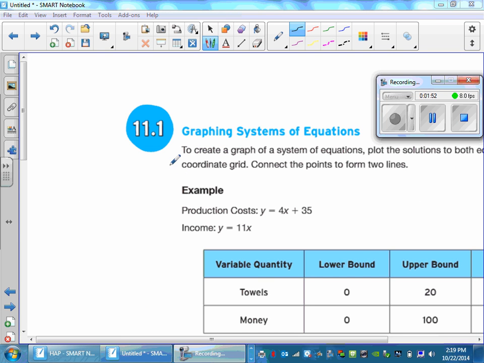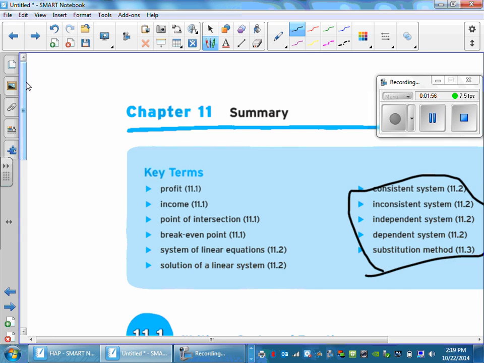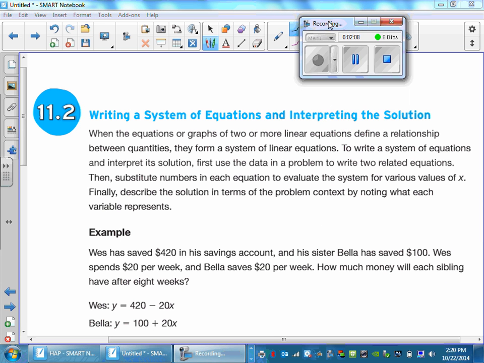Okay, graphing is something of 11.1, so go back to those 2 equations that we made, and I want you to graph that. So for number 1 on your paper, you have these 2 equations, graph an image of those 2, sketch what it would look like. All right, 11.2 is not only about the equations, but interpreting the solution.